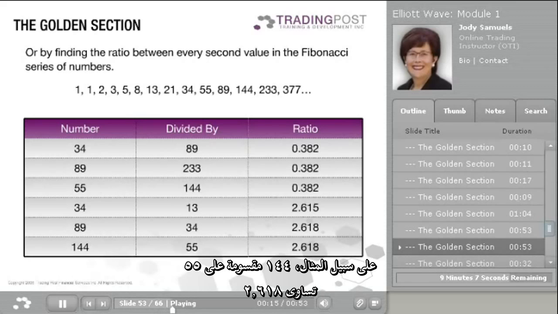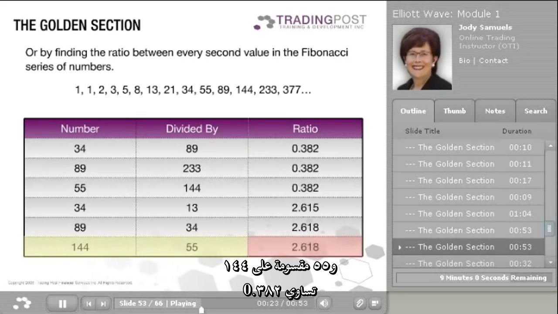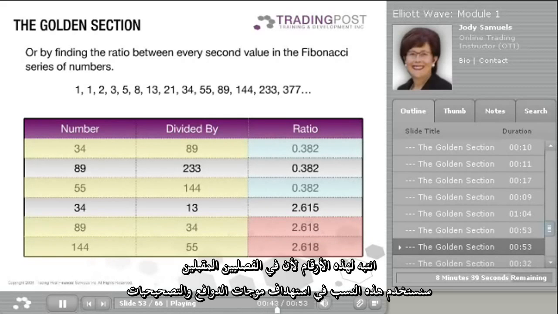2.618. For example, 144 divided by 55 equals 2.618, and 55 divided by 144 equals 0.382. Here's another example. 34 divided by 89 equals 0.382, and 89 divided by 34 equals 2.618. Take note of these numbers because in the next two modules we will use these ratios in targeting impulsive and corrective sequences.